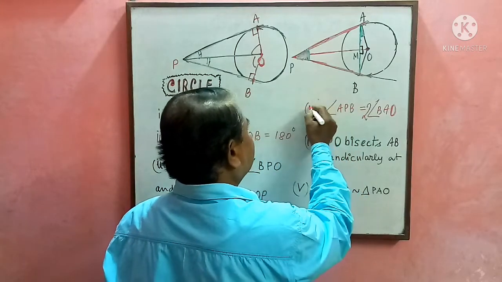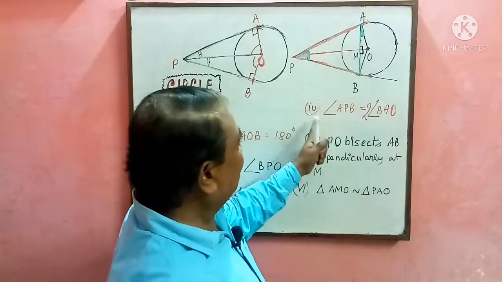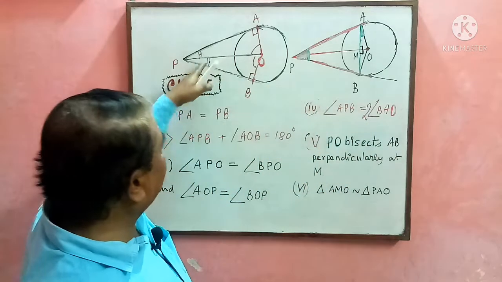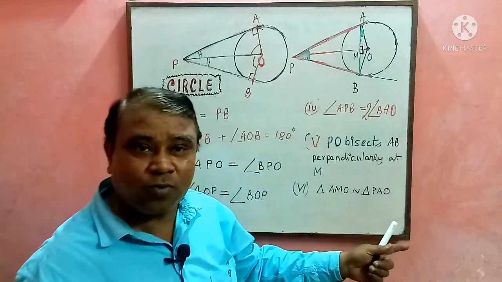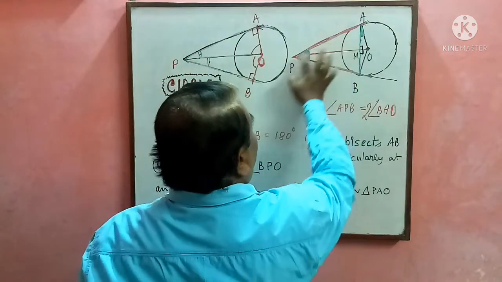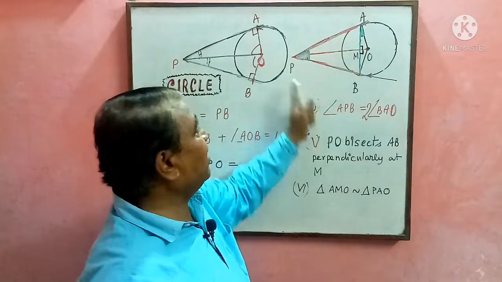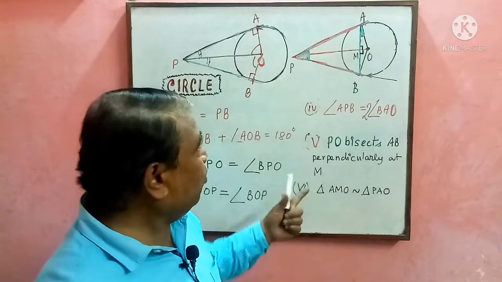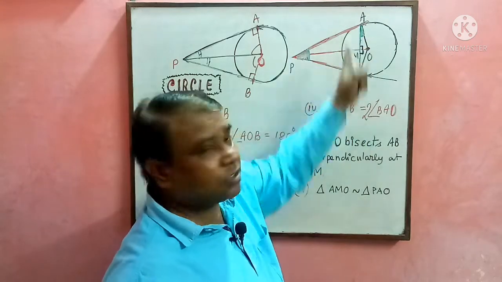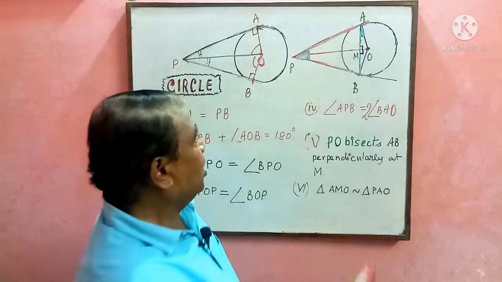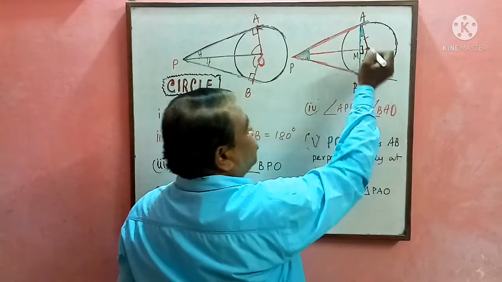This is the fourth one, and this is the fifth one, and this is the sixth one. The fourth one: this angle is double of this angle. Why is it so? You see, I told you APB and AOB is 180 degrees in this quadrilateral APBO. Now, in this triangle ABO, the sum of the angles of a triangle is also 180 degrees. Now, this is an isosceles triangle because these two sides are equal radii.